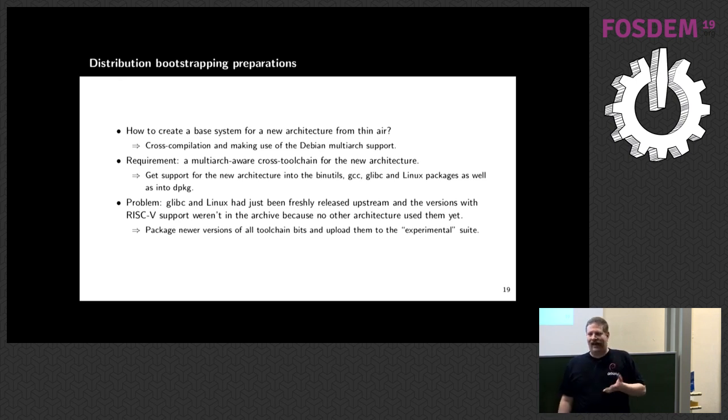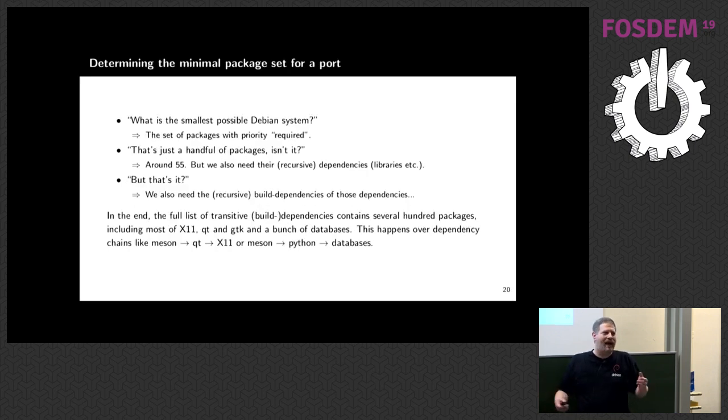Then, how does one start in bootstrapping a new architecture? I need a base set of packages. So which packages and how many are that? Well, Debian has package priorities, and the packages with the priority required are the base package set. And well, priority required, okay, that's easy. Just a handful of packages. That's 55 packages. That's no problem.